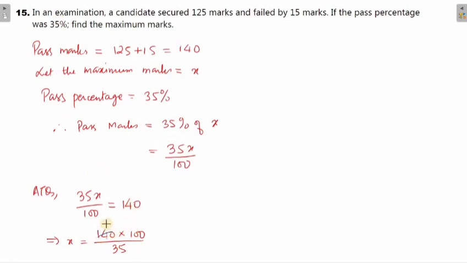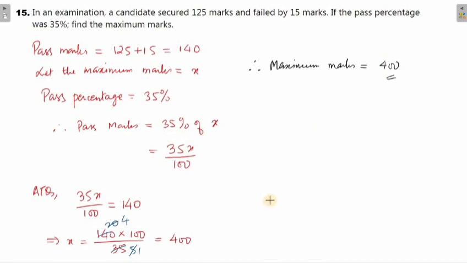So when you do it with 7, 7 into 2 is 14, so we have got 0 also. Okay, so 7 fives are 35, 5 fours are 20. So when you simplify this, you get 400. So the value of x is 400. Therefore, the maximum marks is exactly 400. So this is your answer for this particular question.